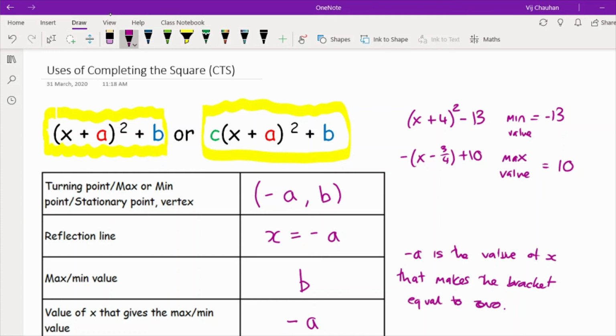So if you get any of these questions, they're usually going to be worth 1 mark, because it is simply reading it off the equation or the answer that you've got when you've completed the square. But hopefully that makes a little bit of sense in terms of what these things are actually asking you to do, and also how to find them.